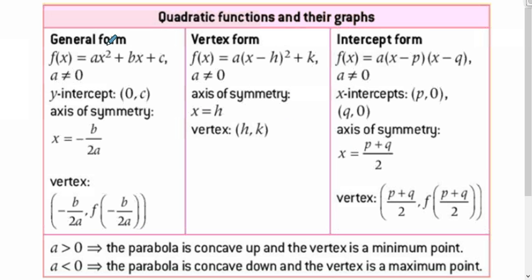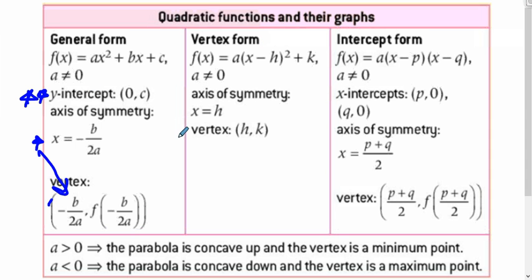So here's general form, also called standard form. So here's what we have. That's our equation. It instantly gives us our y-intercept. To find our axis of symmetry, we need to find our vertex. Opposite of b over 2a always gives you the x value of your vertex. But the y-intercept is the only thing it instantly gives you.